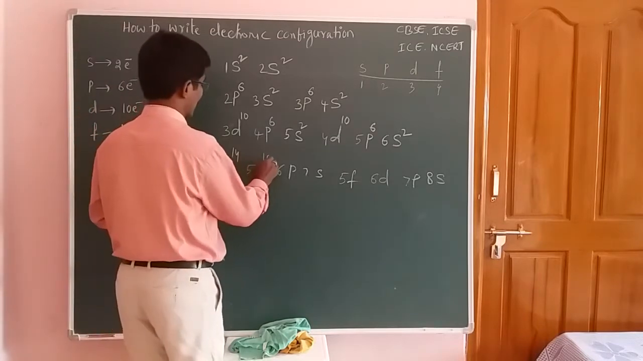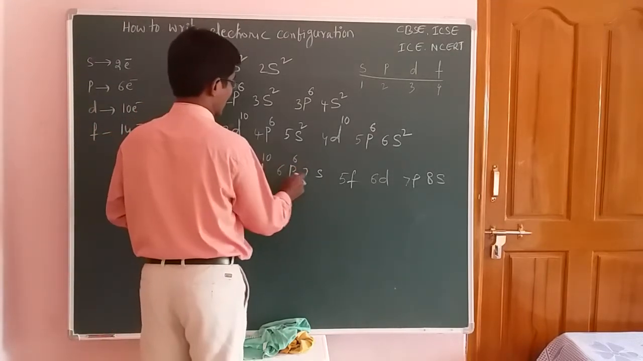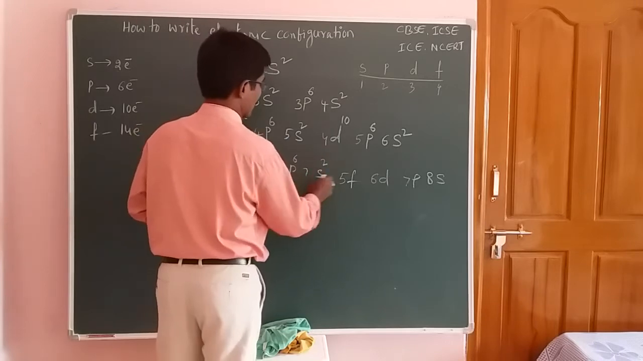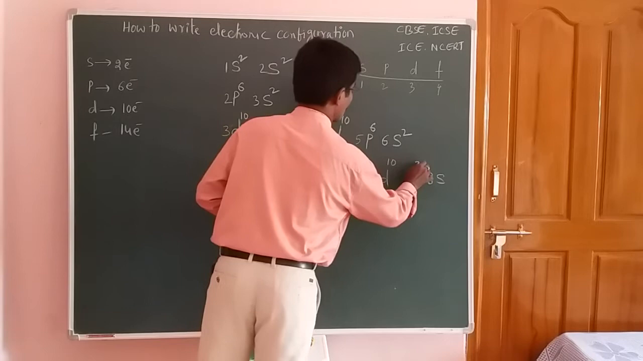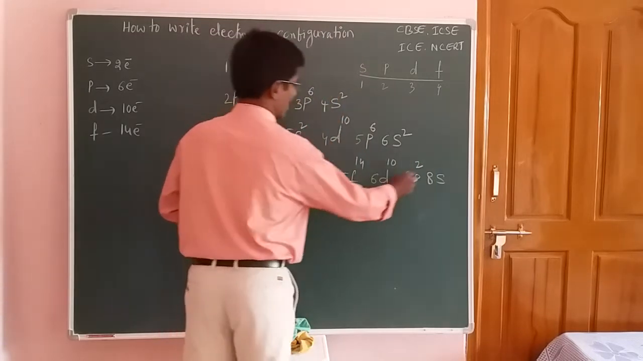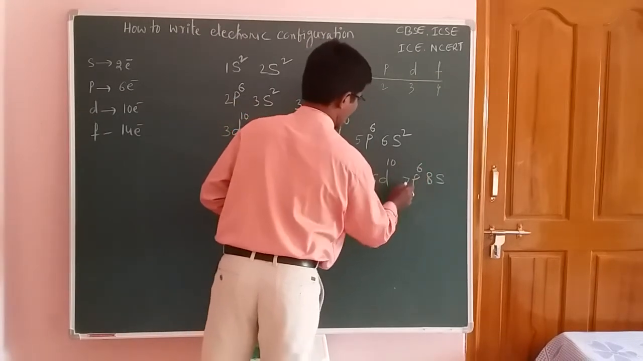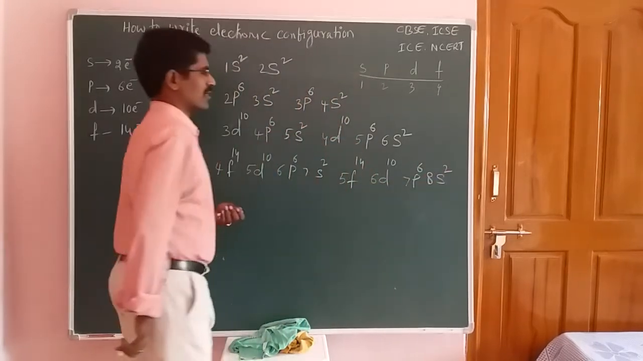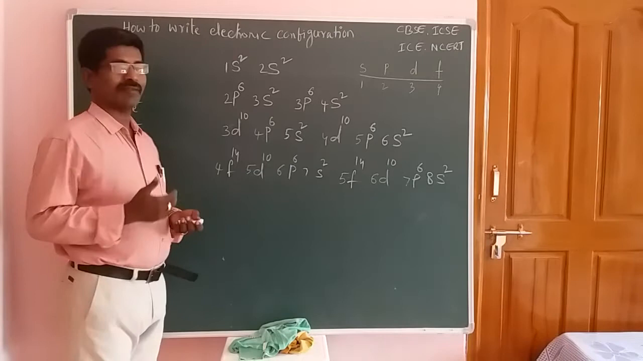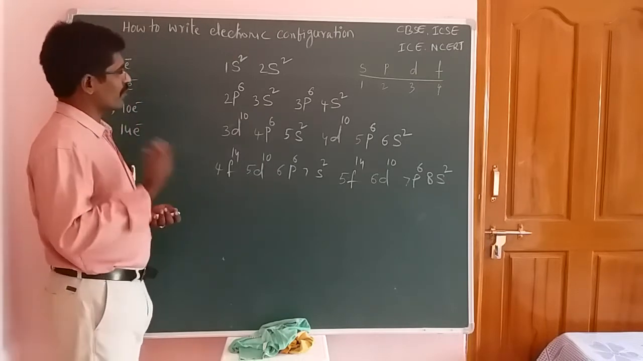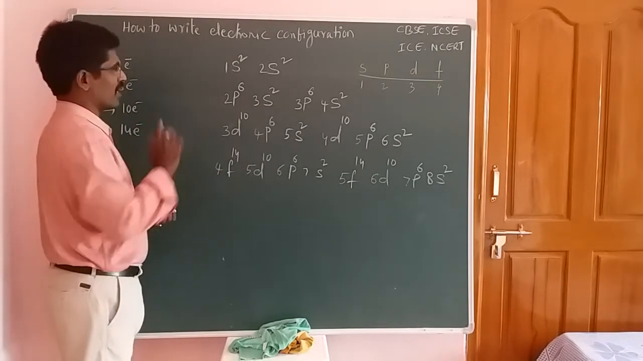Now here 10 electrons. Next one 6 electrons, 2 electrons, 14 electrons, 10 electrons, 2 electrons, students. Sorry, here it is 6 electrons, and the next one 2 electrons. Am I right, students? I hope it is clear. Now once again we can check it. How many electrons are accumulated from the first to the last one?